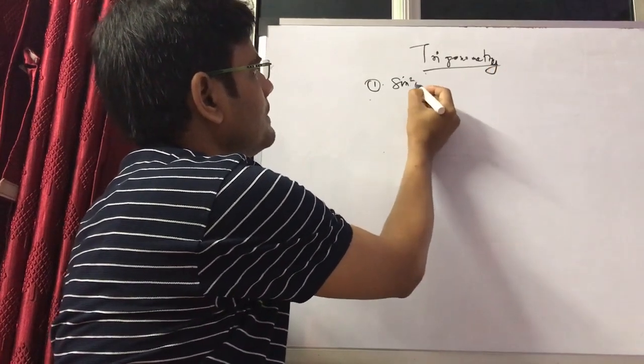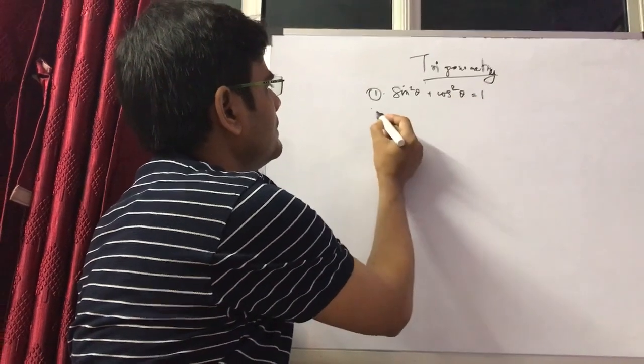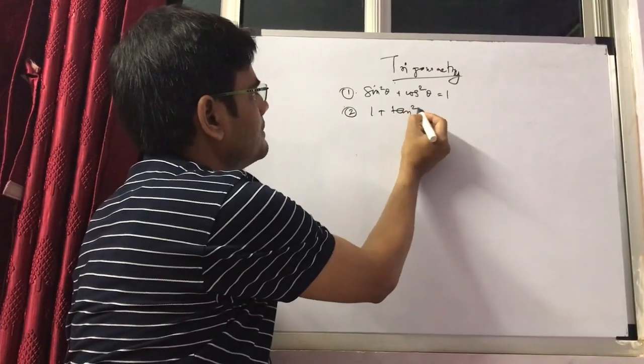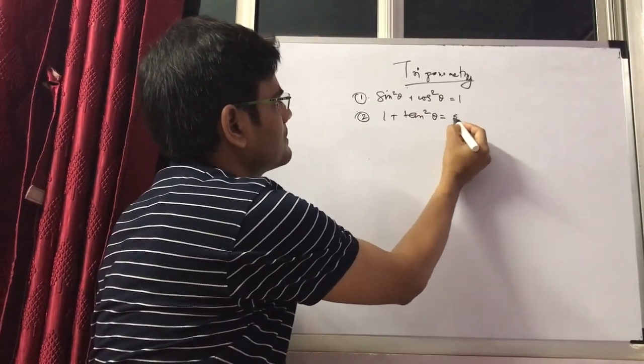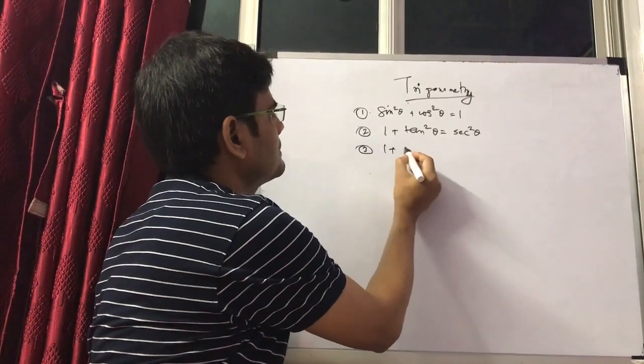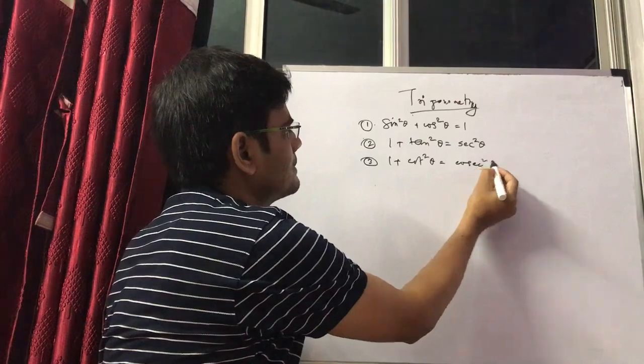Sin square theta plus cos square theta equals to 1. Another one was 1 plus tan square theta equals to sec square theta. Third was 1 plus cot square theta equal to cosec square theta.